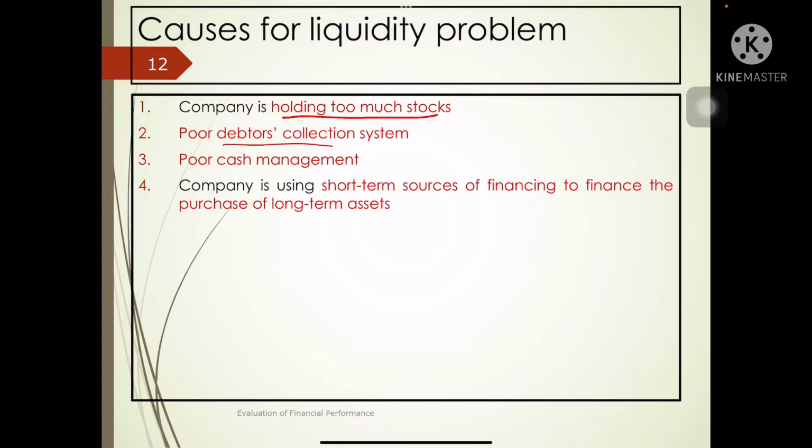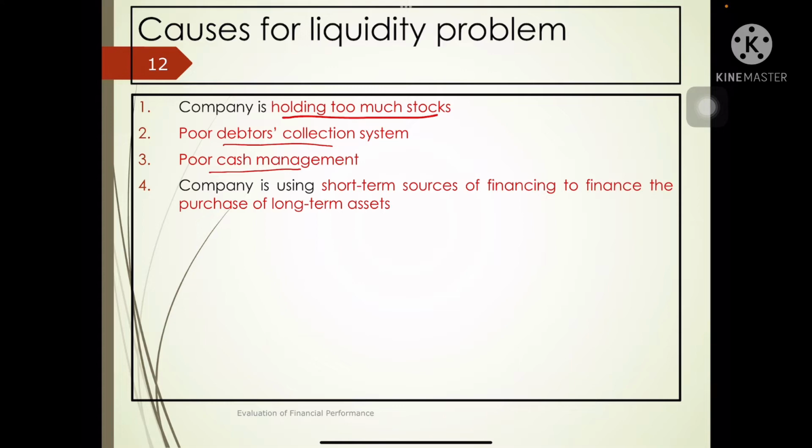So it means that here you have money, but the debtors are not paying you back, and your collection system is not too good. It's quite difficult for you to get back your money. And then number 3 is poor cash management. So it's quite difficult for you also, because you are not able to manage your cash properly.